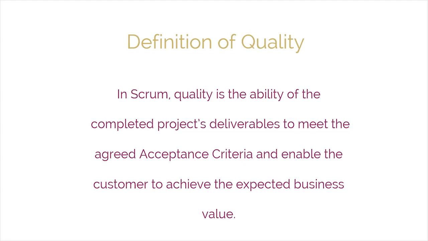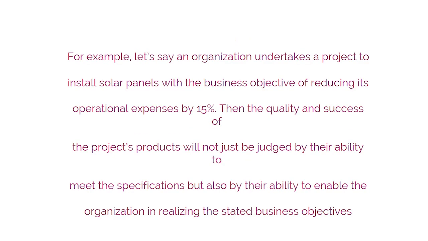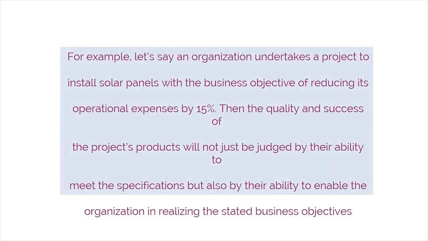Now, let's look at how Scrum defines quality. In Scrum, quality is the ability of the completed project's deliverables to meet the agreed acceptance criteria and enable the customer to achieve the expected business value. For example, let's say an organization undertakes a project to install solar panels with the business objective of reducing its operational expenses by 15%.